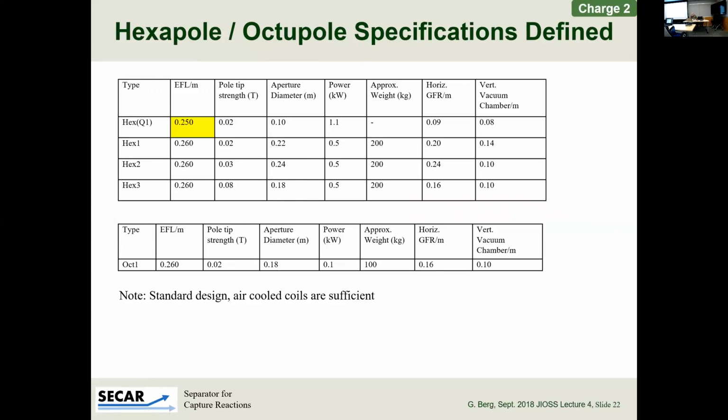The hexapoles are also specified. They're relatively weak. They're actually the only air coil magnets. You see, there's no water connection, if I remember correctly; you can check it. But because they are relatively weak, unlike the quadrupoles and dipoles, which are all water cooled. The octupole is also specified here. A standard air cooled design is sufficient. We thought they had to be water cooled, but the manufacturer said they built them without water cooling, which is one complication less.